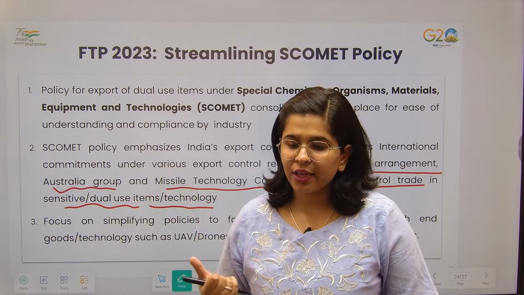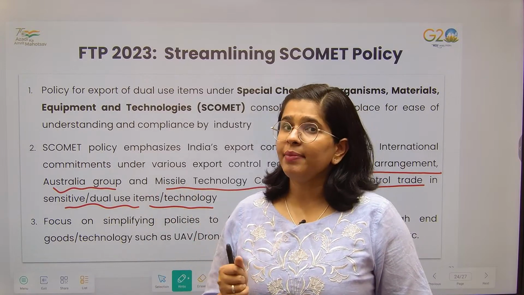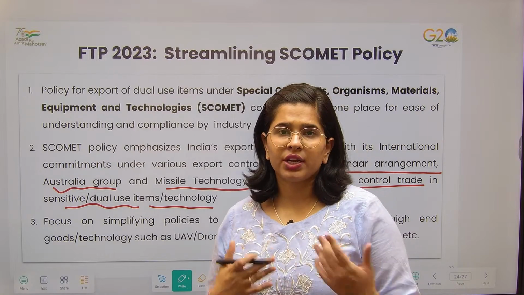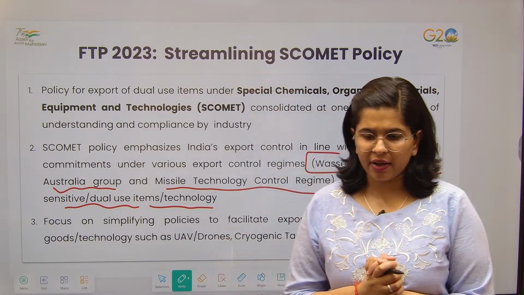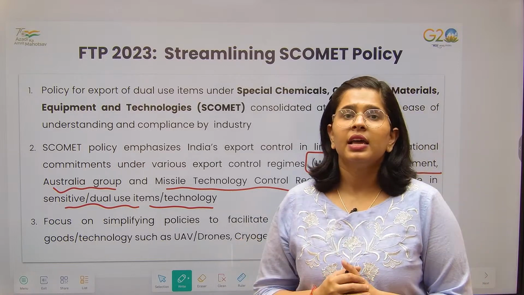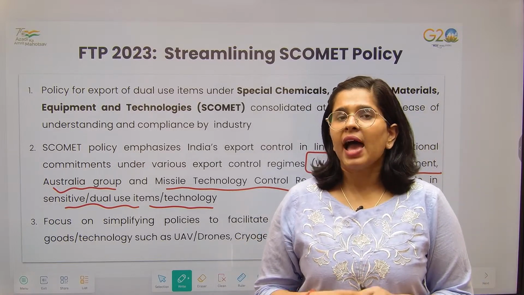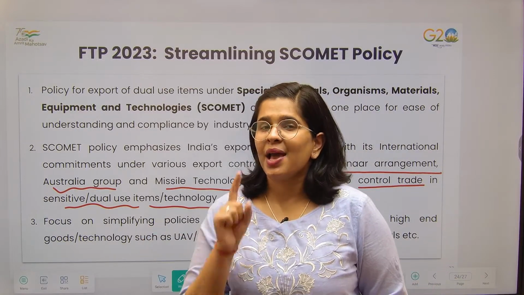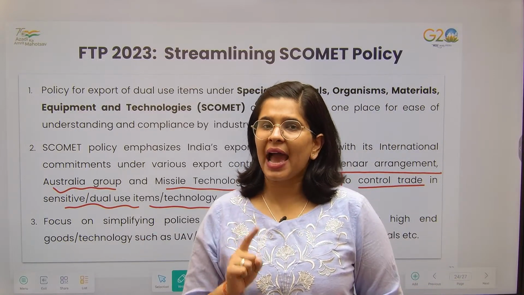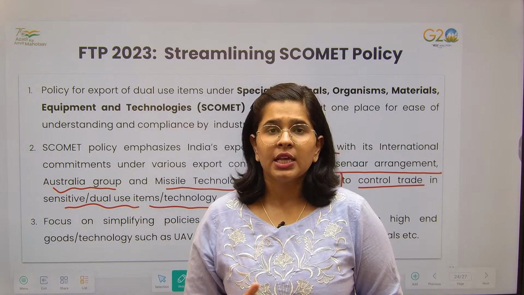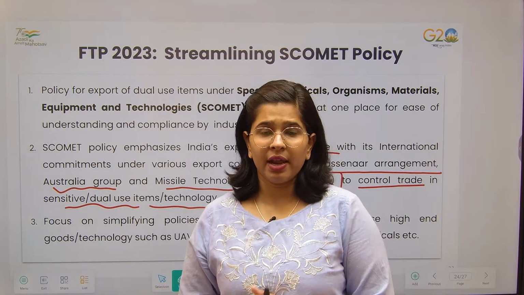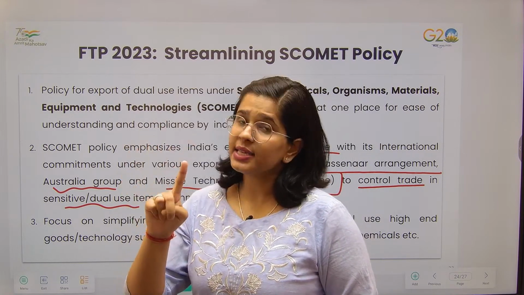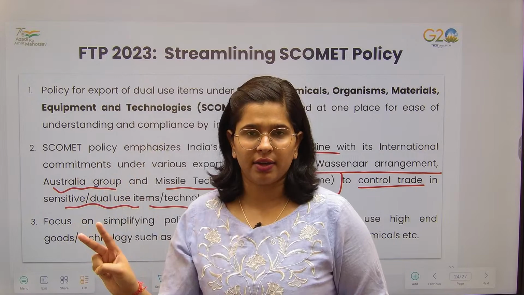Such items, such technology which can be used for a double purpose. Double purpose means like uranium. Uranium can be used for the power sector. If we want to generate power, there are nuclear power plants, and we can generate electricity that is used for civil purposes. But at the same time, uranium can be used for making bombs. So this is called dual use, where a particular chemical can be used in two ways. One is civilian, one is destructive, right?